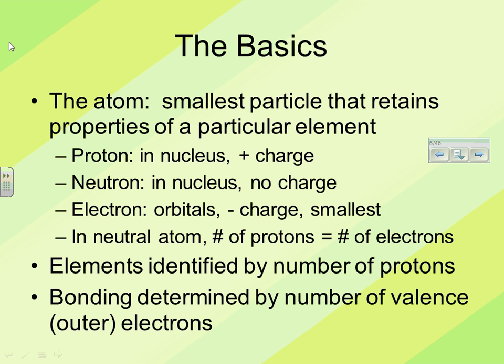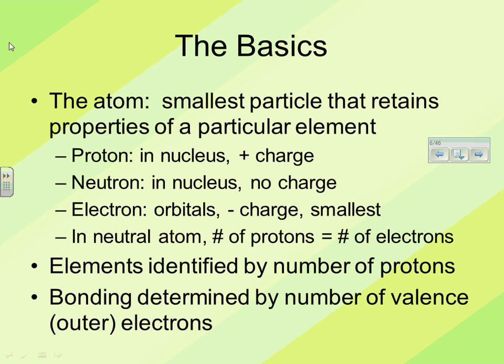Again, the atom is the smallest particle of mass. It's made up of 3 things: protons, neutrons, electrons. Protons have a positive charge, neutrons have no charge, electrons have a negative charge. If you look at a periodic table, you have all the elements that we know of, and they identify elements by the number of protons. The number of protons an element has is equal to the number of electrons. It's neutral.